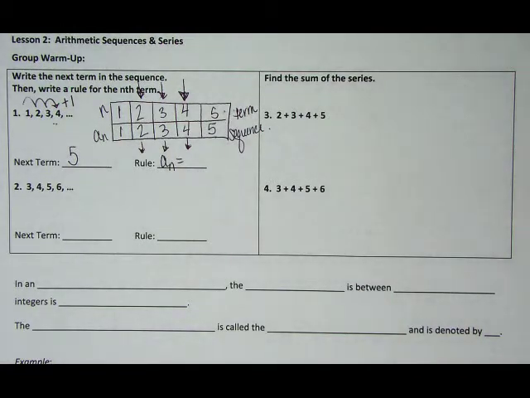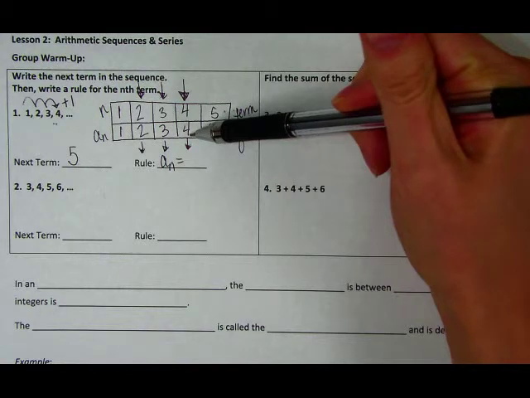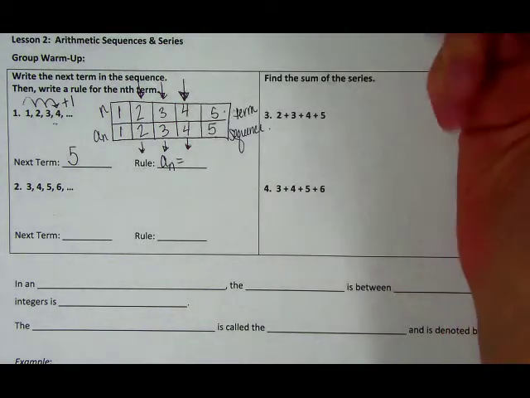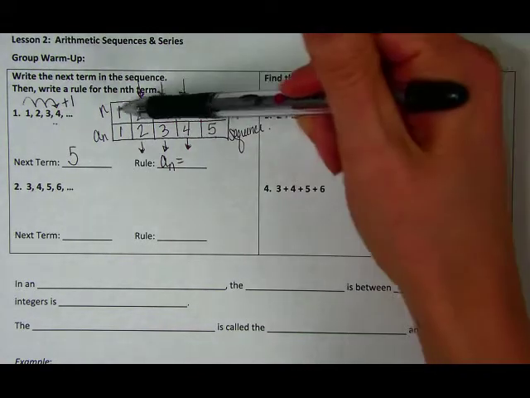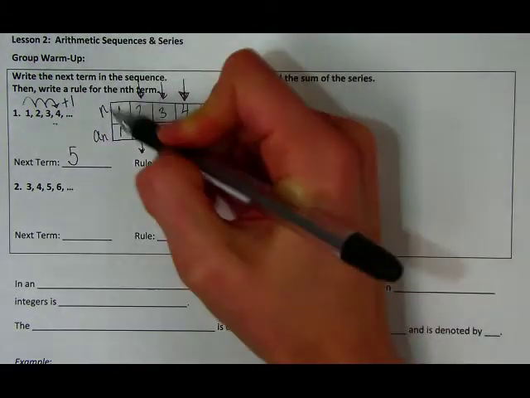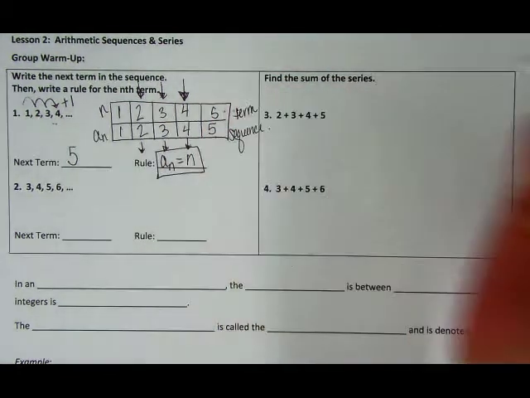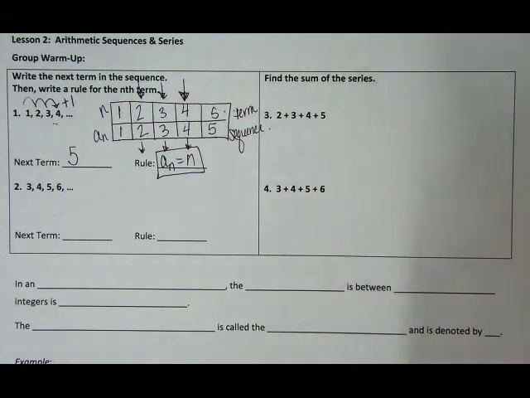So in this case, what do you notice between our n values and our a sub n values? Do they change at all, or are they the same number? And in this case, they all are the same number. So we know our a sub n terms are the same thing as our n terms. So our rule should be a sub n is equal to n.